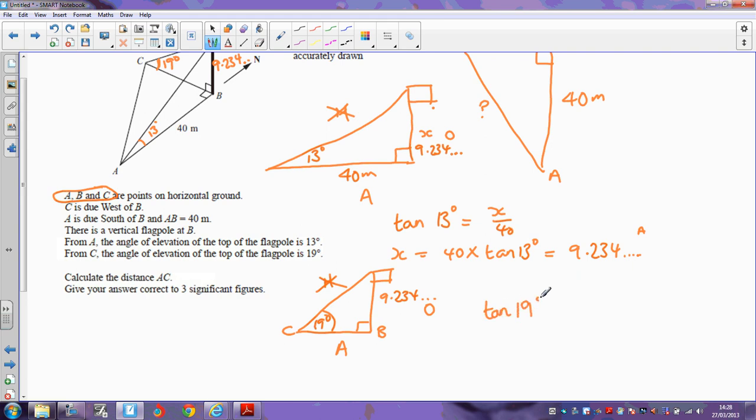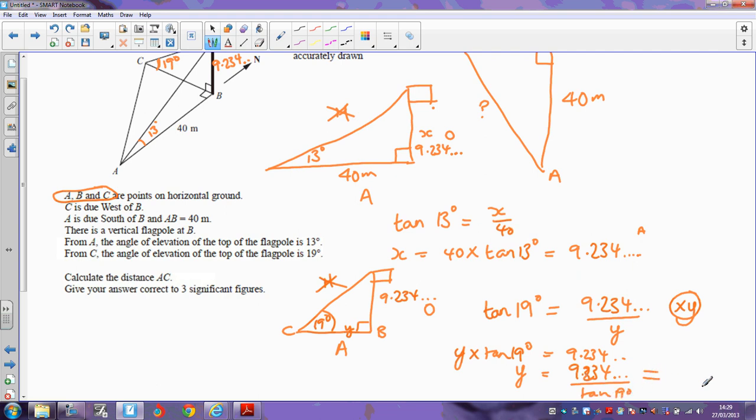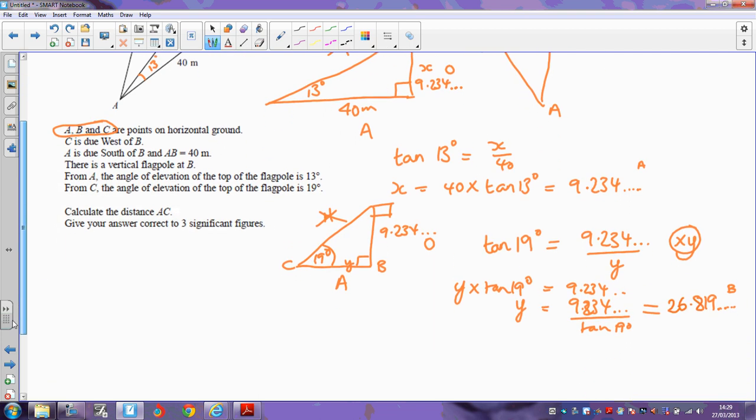So the tangent of 19 degrees is equal to the opposite, well that's the 9.234, divided by the adjacent. Well, let's call this distance here y. So CB I'm going to call y. Now, in order to find out what y is, I'm going to multiply by y. So y times tan 19 is going to equal 9.234. So y is just 9.234 divided by tan 19 degrees. And if you work that out, it comes out as 26.819. And again, don't round that number. Leave it in the memory of your calculator, or just keep it on your screen.